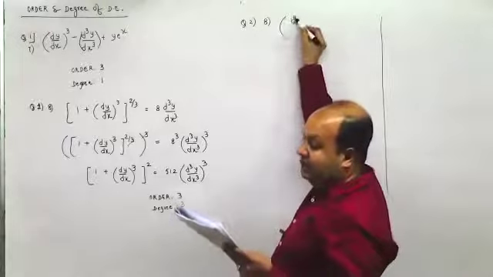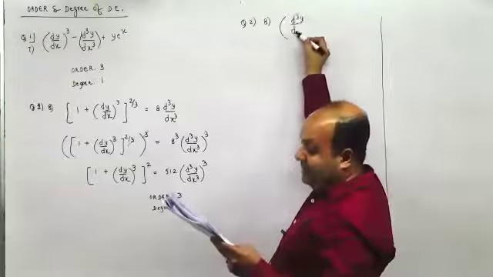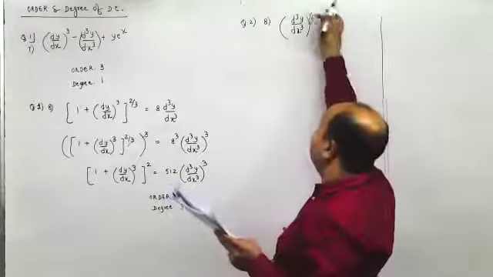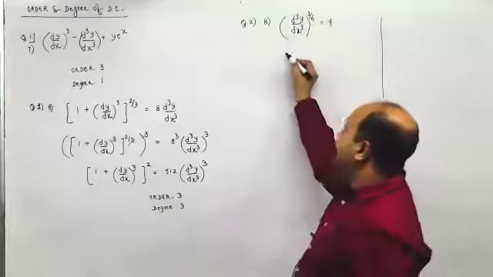Order and degree. This is d cube y by dx cube raised to 1 by 6 is equal to 9. Take the 6th power.